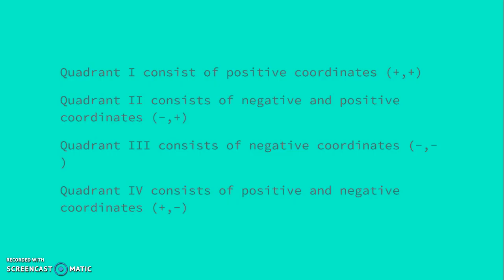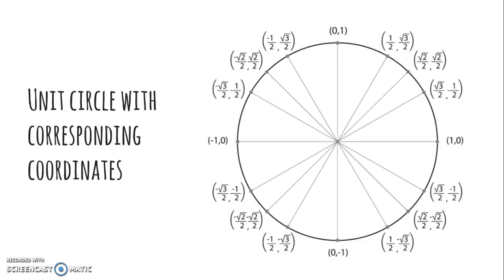Now let's learn about the coordinates as usual. Quadrant 1 consists of positive coordinates. Quadrant 2 consists of negative and positive coordinates. Quadrant 3 consists of negative coordinates. Quadrant 4 consists of positive and negative coordinates. This right here is the unit circle with corresponding coordinates. Memorizing this will make everything easier too.